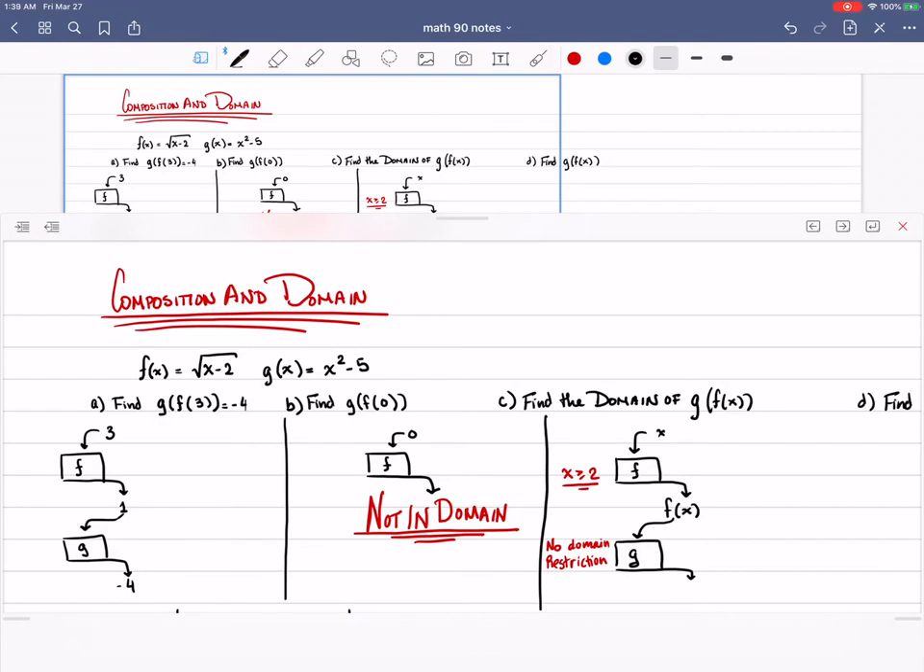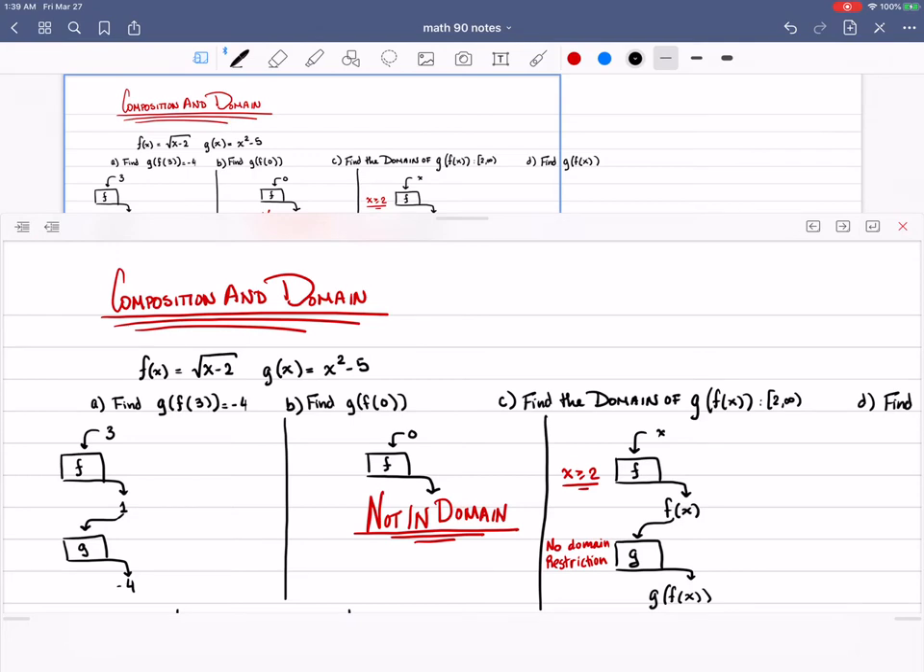So if we trace x's journey through this path, we see that x had to have been greater than or equal to 2. Otherwise, it would have never made it out of f. Once it makes it out of f, it's in the clear because anything can go through g. So the domain of g of f of x is all real numbers greater than or equal to 2.